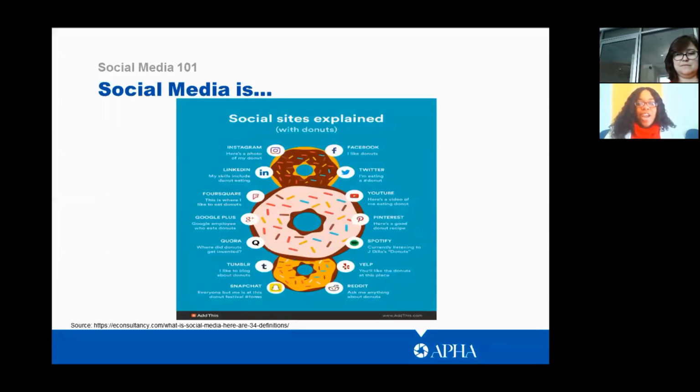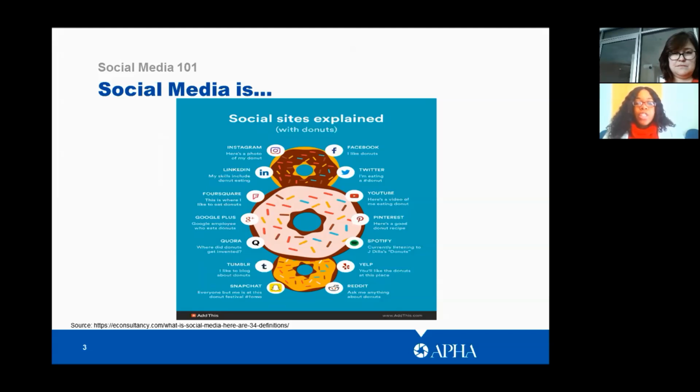And then I found this really cute graphic. So obviously, as you can see, it's donuts, but these donuts are used to explain social media sites. So for example, Instagram is a very visual social media platform. So if you were trying to explain what a donut is, you would just post a picture of a donut, put a cute filter on it, and there we have Instagram.